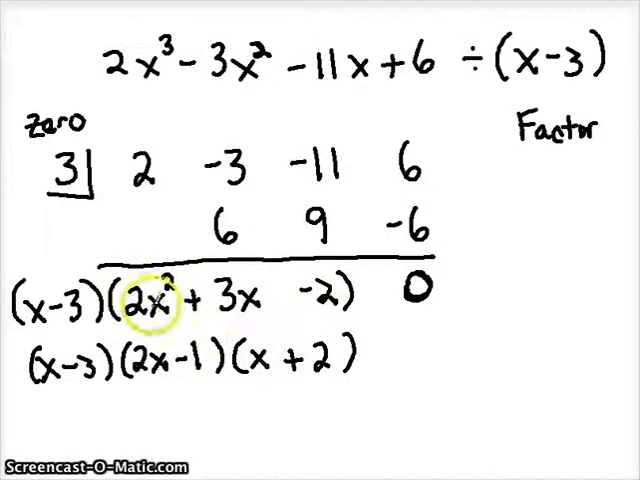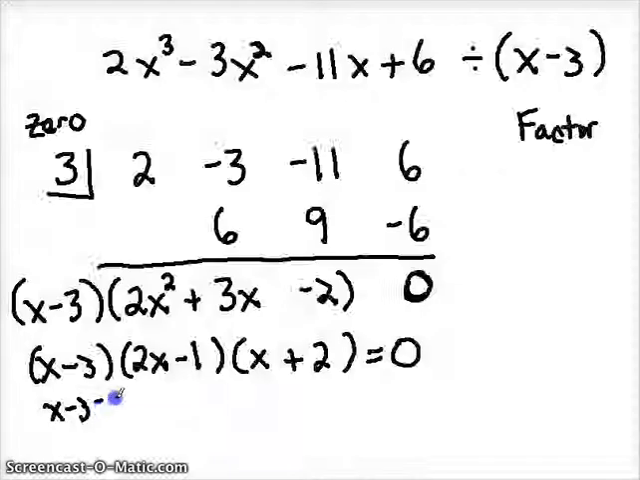2x times x is 2x squared. 2x times 2 is 4x. Minus 1x gives me my positive 3x. And -1 times 2 gives me my -2 there at the end. And now, I set it equal to 0 to find my zeros. And we just look in each set of parentheses, and set it equal to 0.